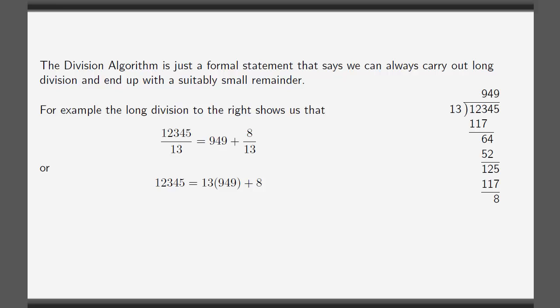And the division algorithm says that we can always do this. I'm sure you've never questioned that since you learned long division way back in 3rd or 4th grade, but now we have an official theorem that says you can do it. And notice the important part here is that the remainder had to be somewhere between 0 and 12 because we were dividing by 13.